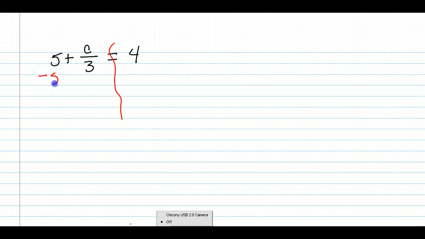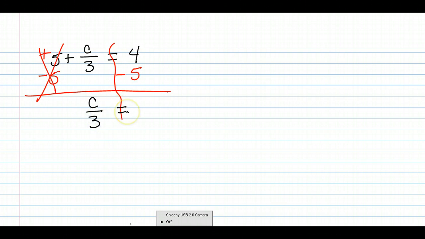So we're going to do the opposite. So really I'm adding a negative 5, and I'm going to do the same thing over here. Imagine that was a positive, negative, and these guys cancel out. So I bring down my c over 3, and then I have to do this operation. 4 minus 5. Remember, this 4 minus 5 really is 4 plus a negative 5.